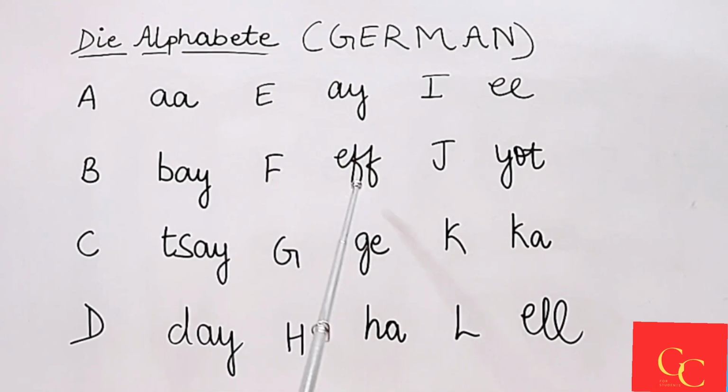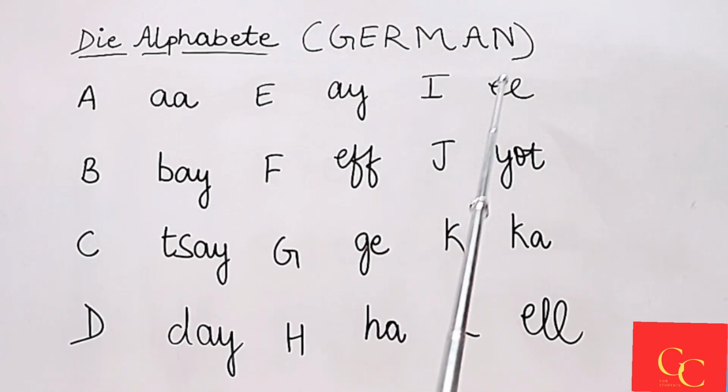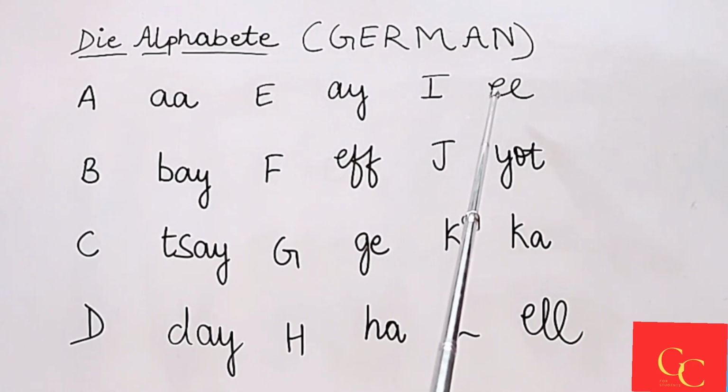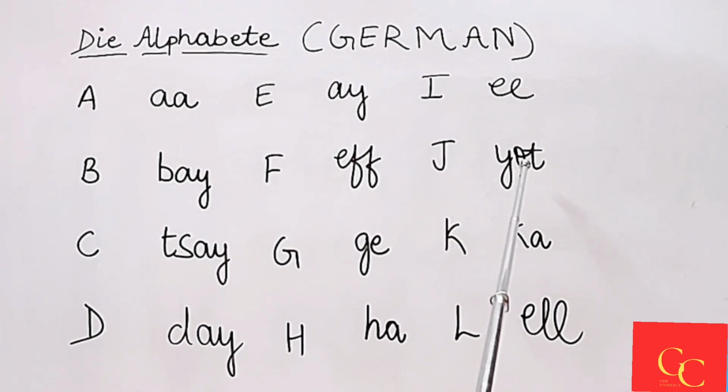F is F. F. G is pronounced as gay. Gay. H is ha. One more time. Ha. What is I? I is E. E. J is yacht. Yacht.